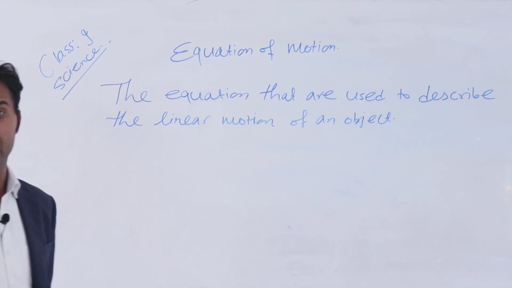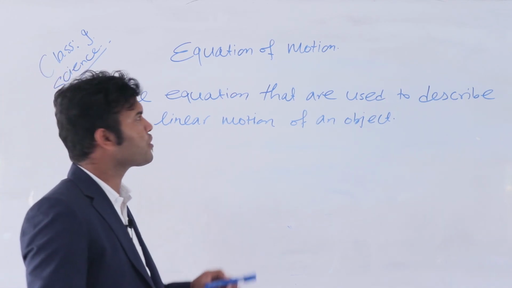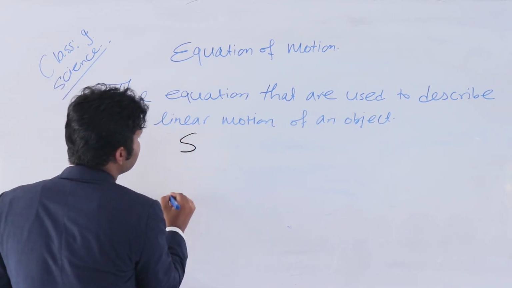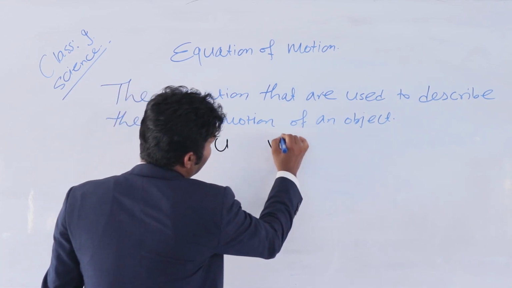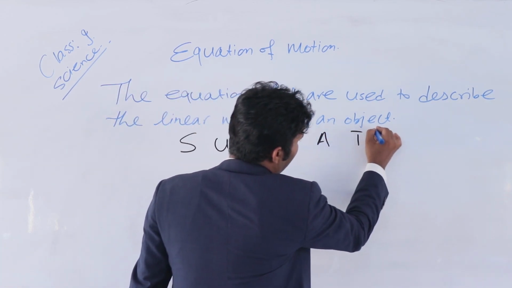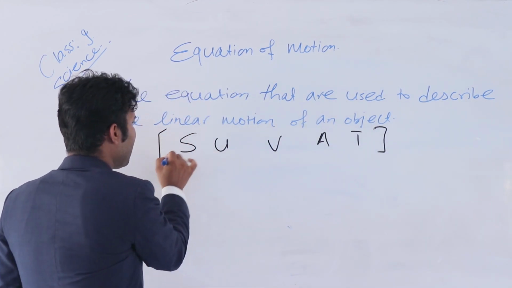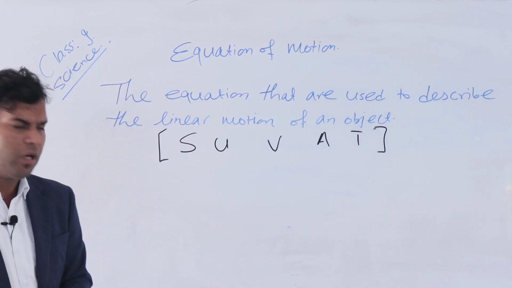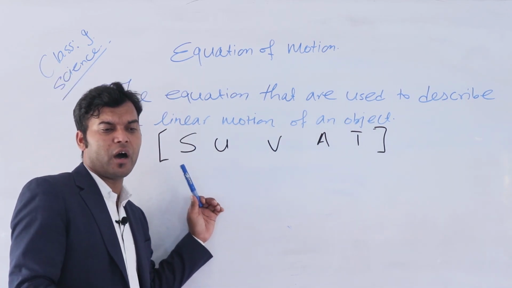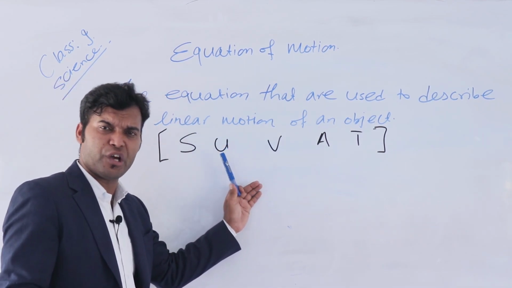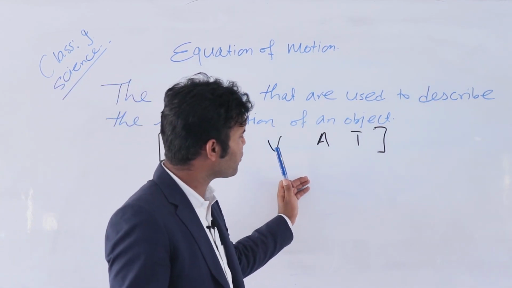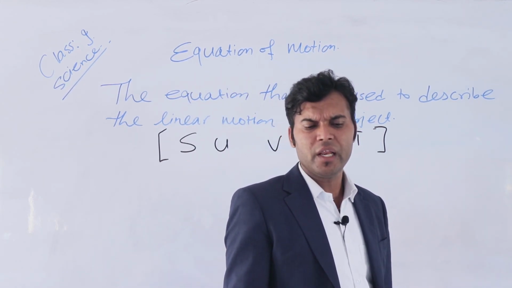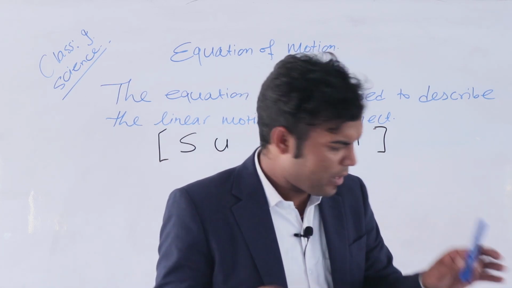In your previous class, class 8, you read about this term. You read S, U, V, A and T, SUVAT. These terms are frequently used in our equations of motion, where S means the displacement, U means the initial velocity, V means the final velocity, A means the acceleration, T means the time. Are you clear? Okay. First, write it once.